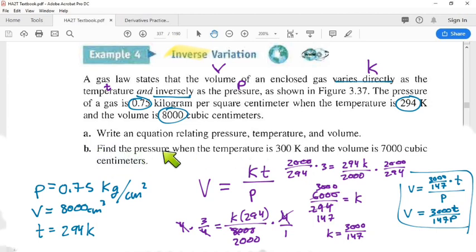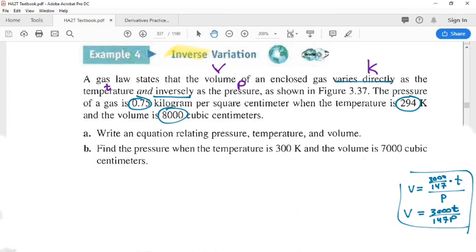The next question says, find the pressure when the temperature is 3,000 and the volume is 7,000. So now we have to find P. We just plug in our stuff and chug away. So the volume is 7,000, and we have our temperature, 3,000 times 300, divided by 147P. Okay, so 3,000 times 300 is 900,000.